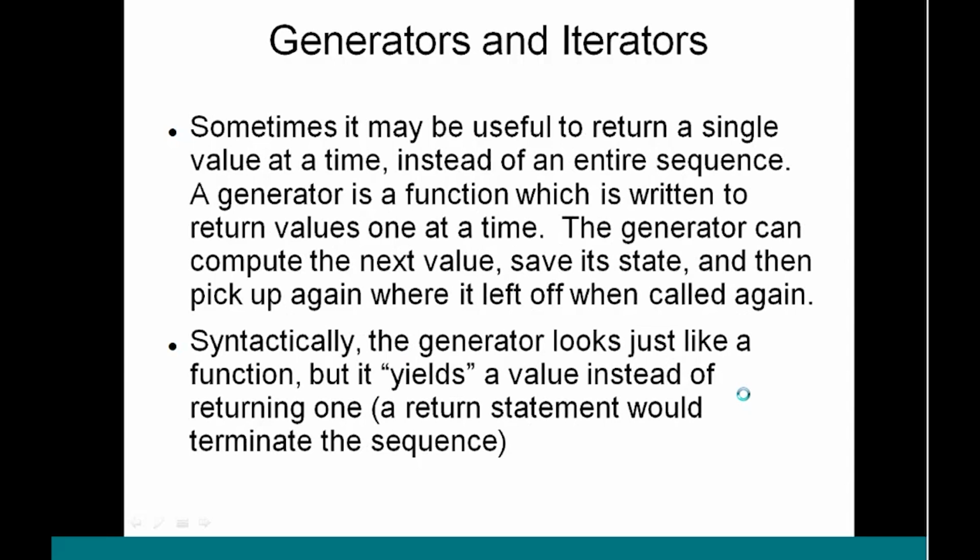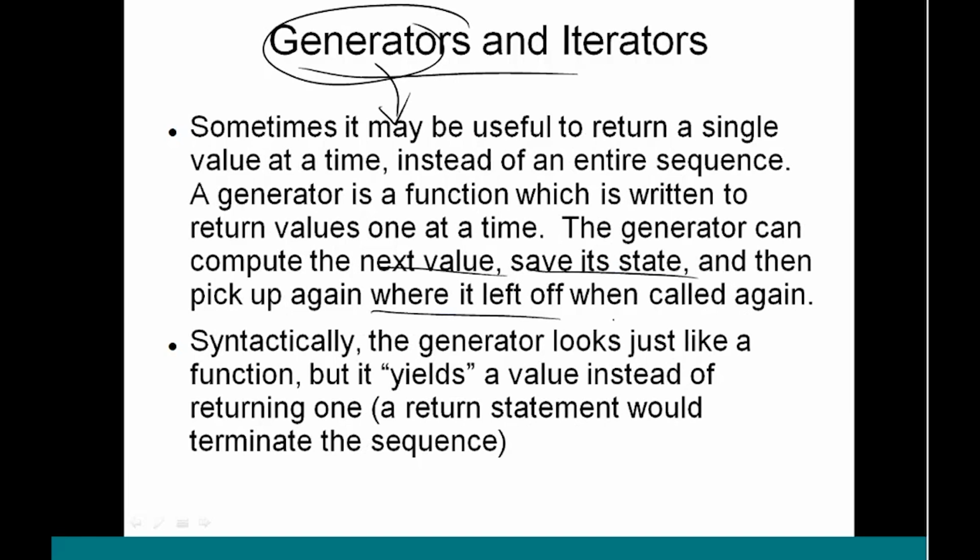So we talked about the iterables. There is a concept of generators and iterators. Sometimes it may be useful to return a single value at a time instead of the entire sequence. So for that we use the generator. Essentially, a generator is a function which is written to return values one at a time. The generator can compute the next value and save its state and then pick up again where it left off when called again.